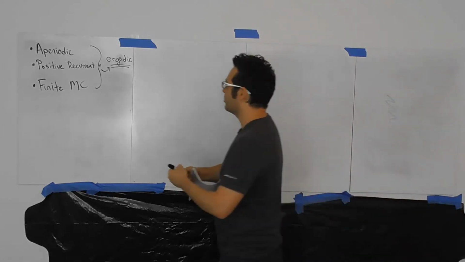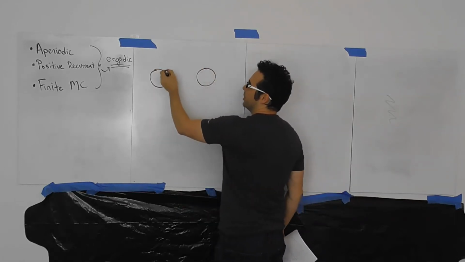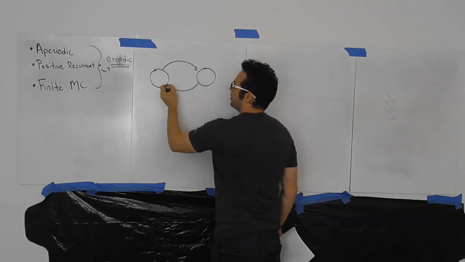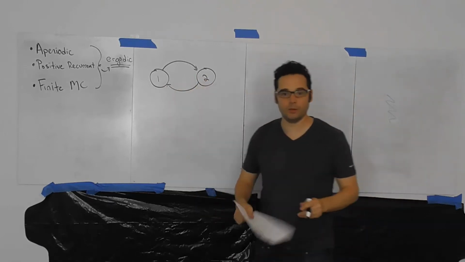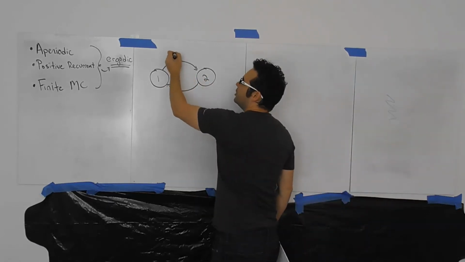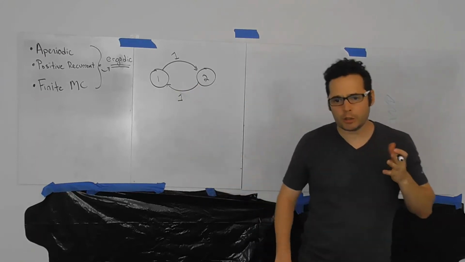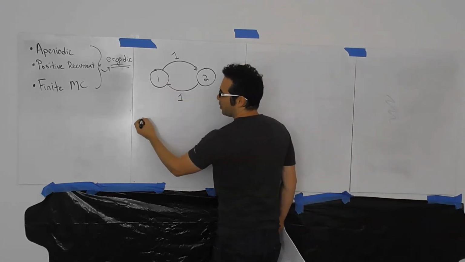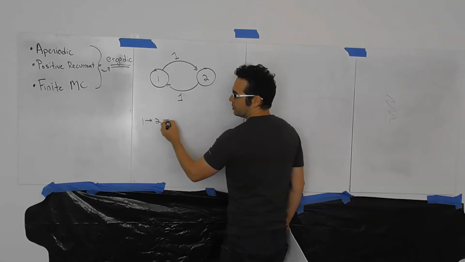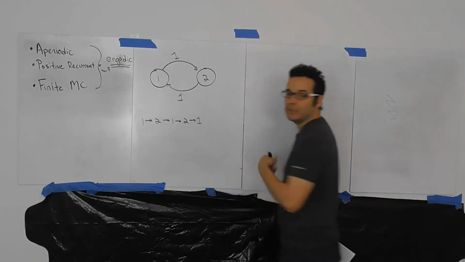So let me start by giving a very simple example that will get you thinking about periodicity. Let's say we had these two states, state 1 and state 2. With probability 1, you go from state 1 to state 2. And with probability 1, you return from state 2 to state 1. If we were to look at a trajectory, let's say you started in state 1, then you would go from 1 to 2, back to 1, back to 2, back to 1. And this would keep repeating.